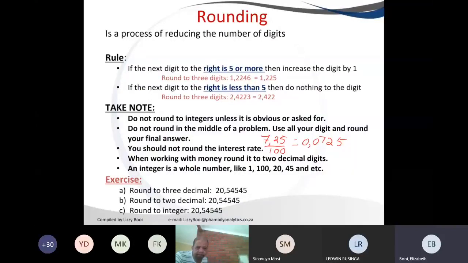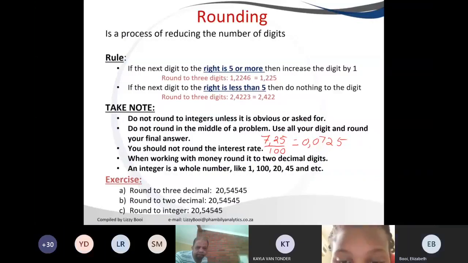Number B. Anyone can answer? 20,55. Because when we round to 2 decimal places, we add 1 to the 4 because 5 is bigger than or equal to 5. And the last one, round to an integer. Let's hear the answers.